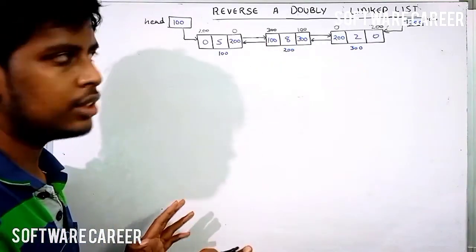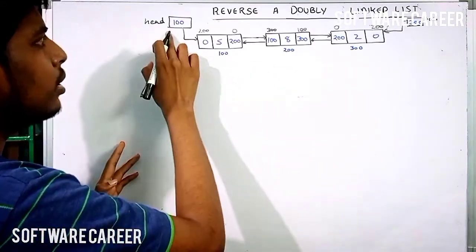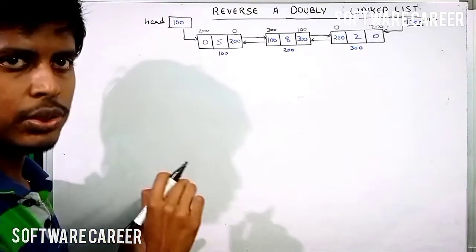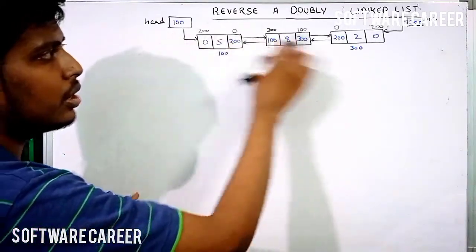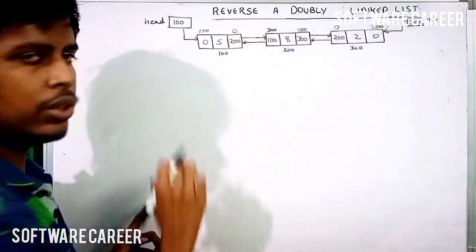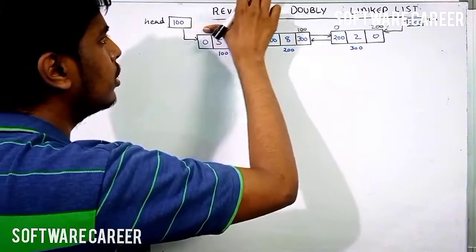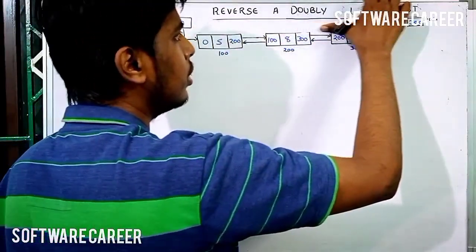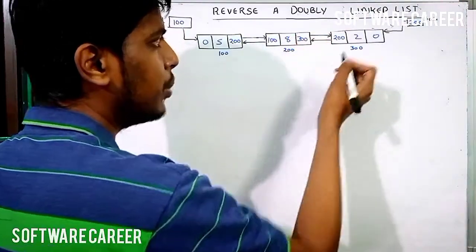Now you have reversed the links, but it's not complete. The next step is the head. Before reversing, head is pointing at the first node and tail is pointing at the last node. After reversing, head should point at the last node and tail should point at the first node. Now let's see how to do this whole process. See here, now these links are as they were, not reversed. Now let's start from the beginning.